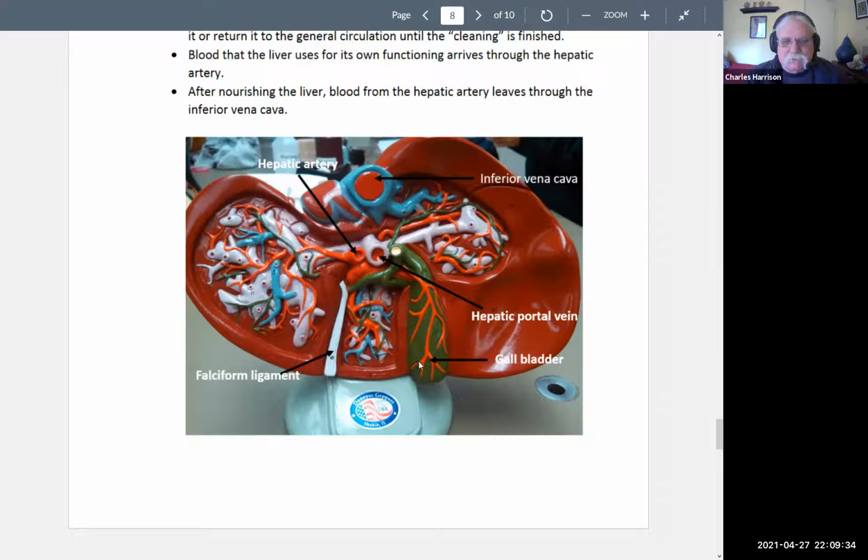The gallbladder shows nice in this model. And this bit of tissue is one of our serous membranes, the falciform ligament. You can't see much of it. You don't see its full length going all the way around the liver in this cut section, but that's what this is.